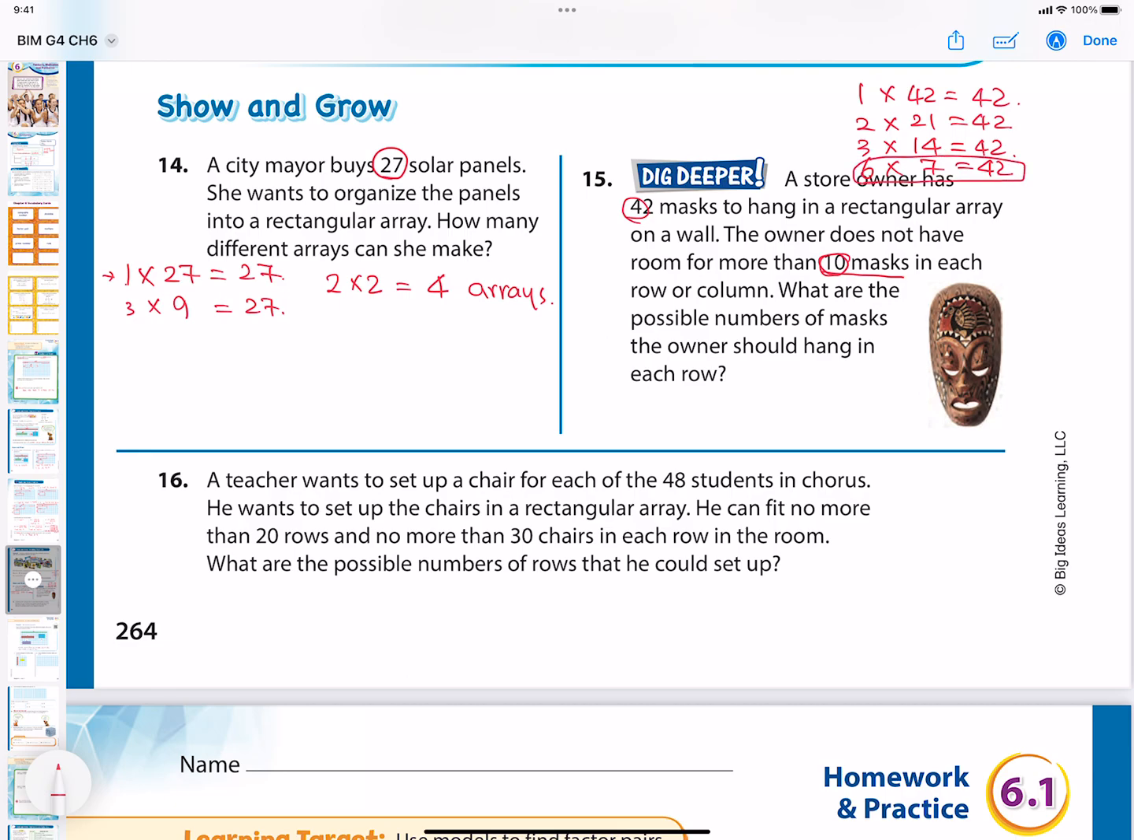You can display by 6 or 7 masks in each, like 7 rows of 6 columns, or 6 rows of 7 columns. Either way, it will be fine. All right, that was fun.